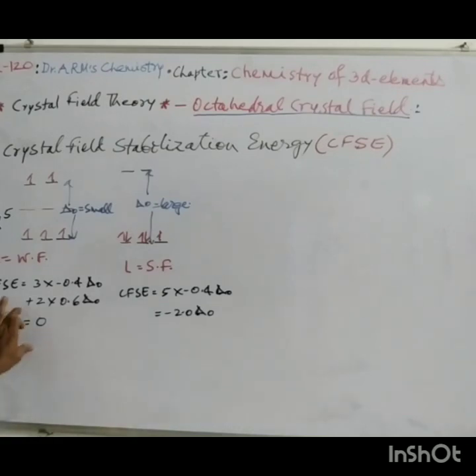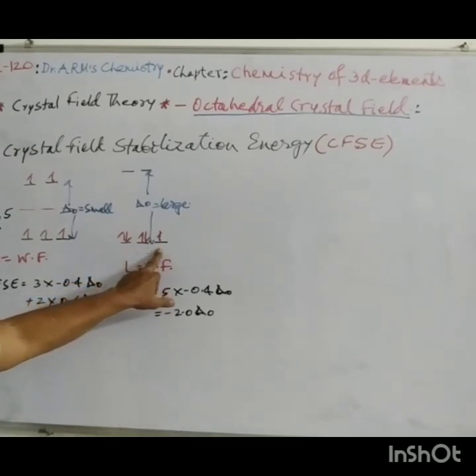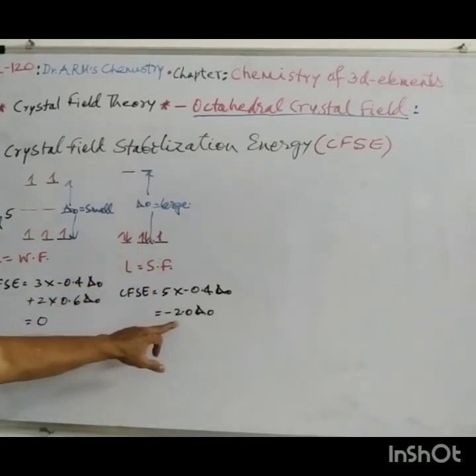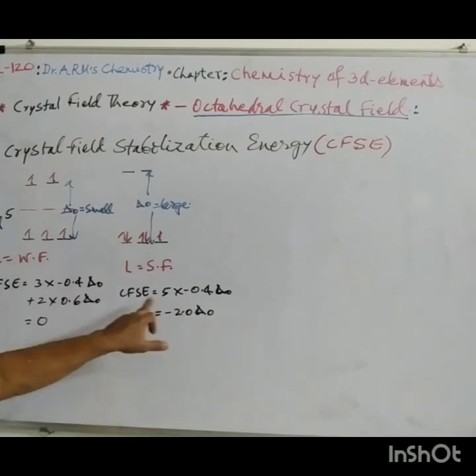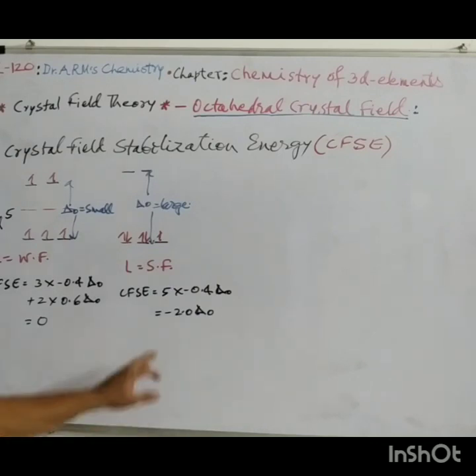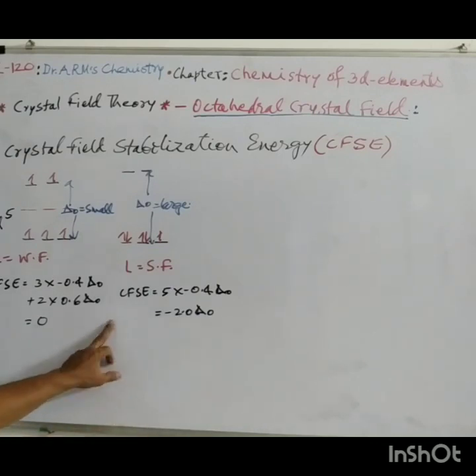Now you can compare. In this complex, all the electrons are unpaired. Here you will find that there is only one unpaired electron, and 4 electrons are in the paired state. The stability is reflected in terms of this CFSE value, that is minus 2.0. So if we compare between these two, this complex is more stable.